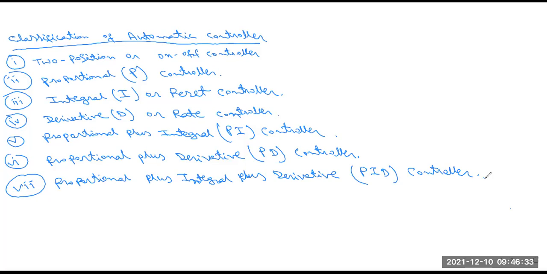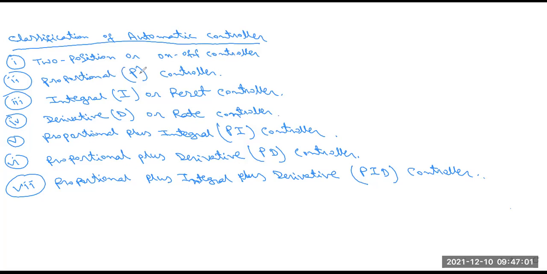Okay, so these are basically the control actions, that is, the controller part we have to use in our automatic controller part. First, that is two position or on off controller. Okay, so in this on off controller we know that that is the 0 1 concept. That means when it is 1, it is on position, and when it is 0, it is off condition. That means two position or on off controller part.